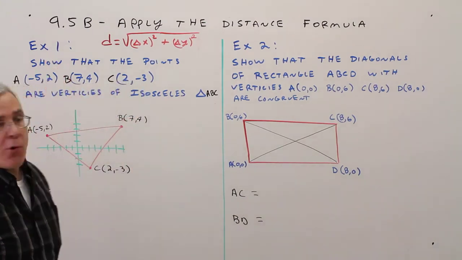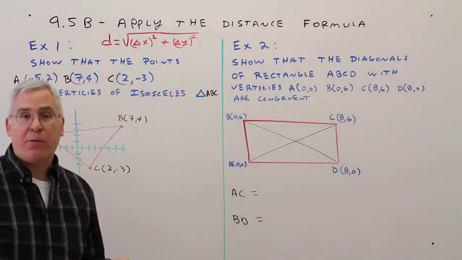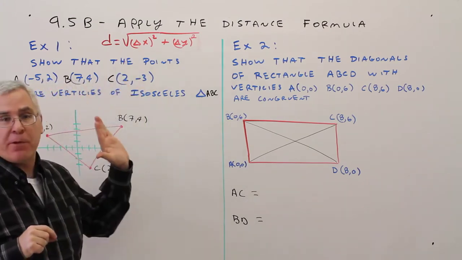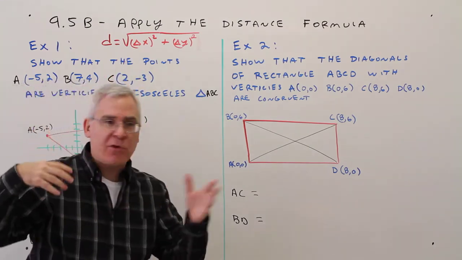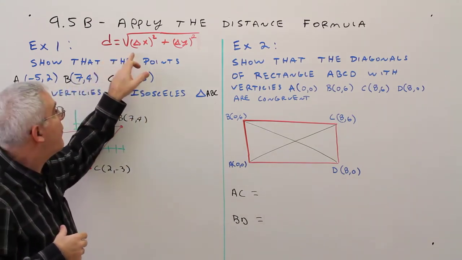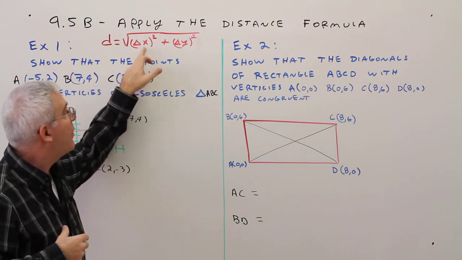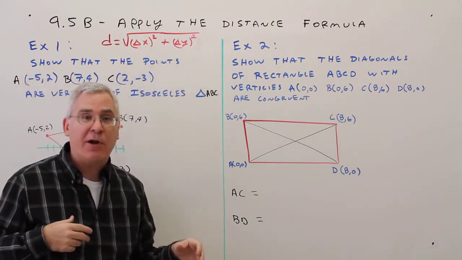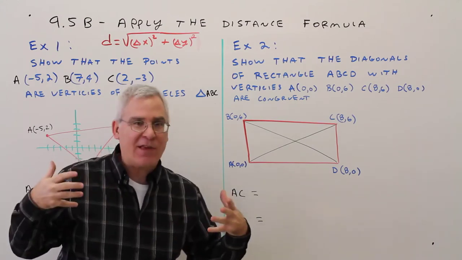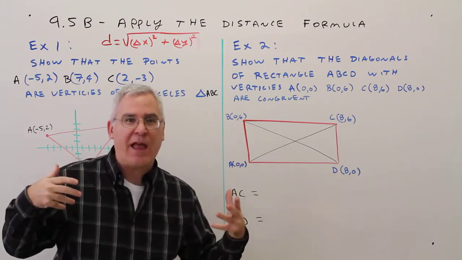Welcome to video 9.5b, apply the distance formula. Before I get started, for the distance formula, I prefer this version. Instead of x sub 2 minus x sub 1 squared, I prefer the distance equals the square root of the change in x squared plus the change in y squared, because it doesn't really matter if it's negative or positive. When you square it, you get the same result, so it eliminates some of the sign errors.